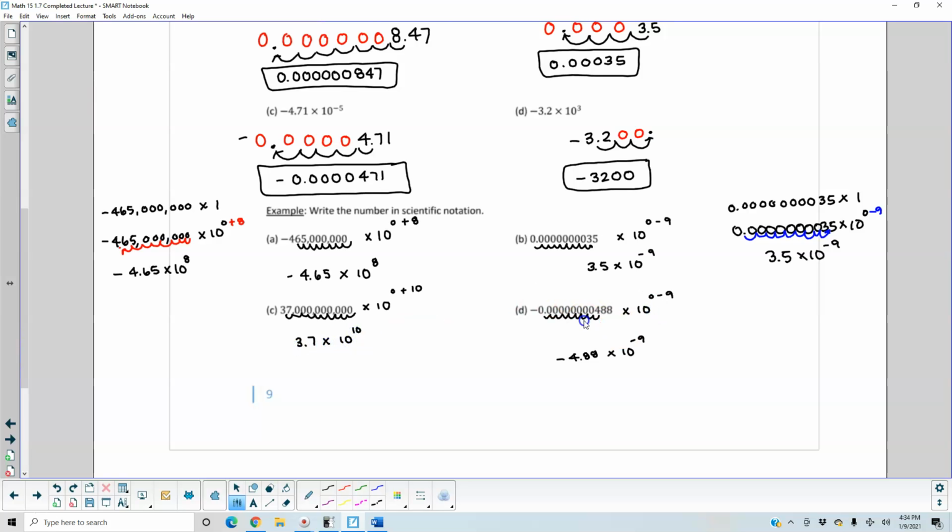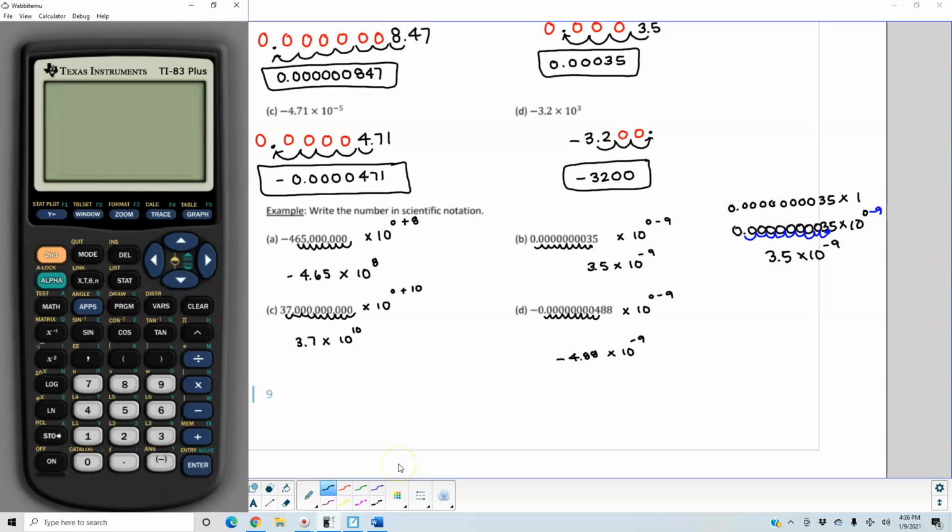And then over here, we have negative 0, and here's our decimal point. We want to make sure it's in between the 4 and the 8. Remember, it's times 10 to the 0 power, and we're moving it to the right, in this direction. So it's going to be 1, 2, 3, 4, 5, 6, 7, 8, 9. So we're going to subtract 9 from that 0. So we end up getting negative 4.88 times 10 to the negative 9.